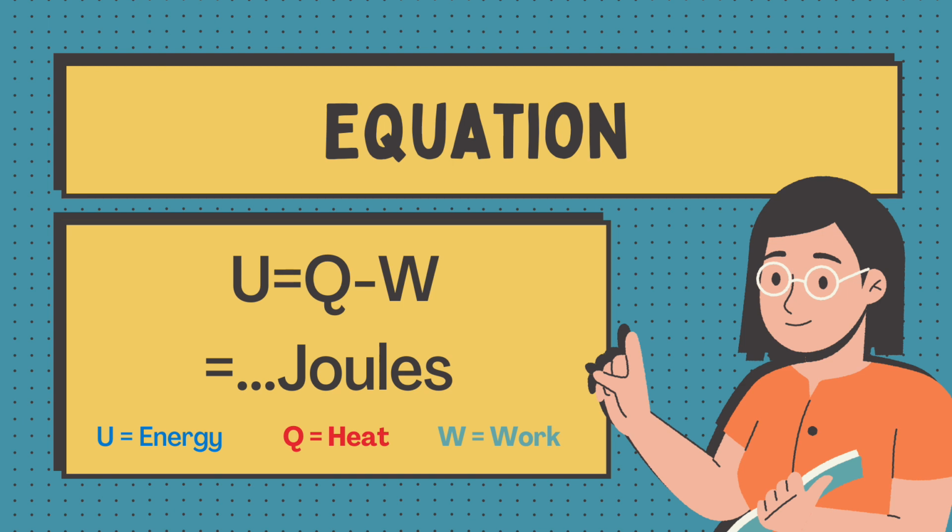This means that the change of internal energy of a system will be equal to the energy transferred to or from the system as heat, minus the energy transferred to or from the system as work, and all of these quantities will be measured as joules.